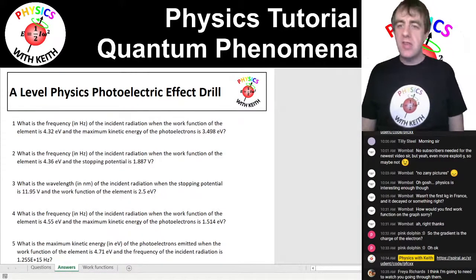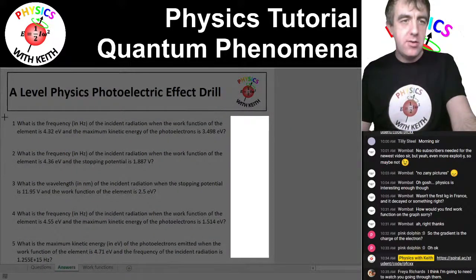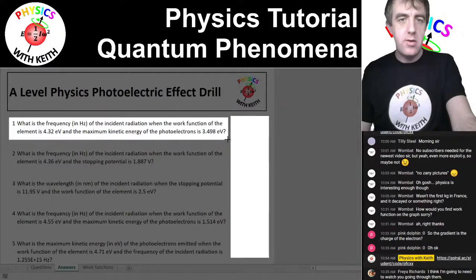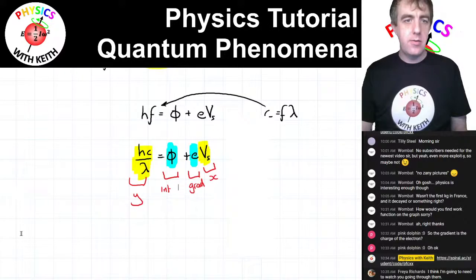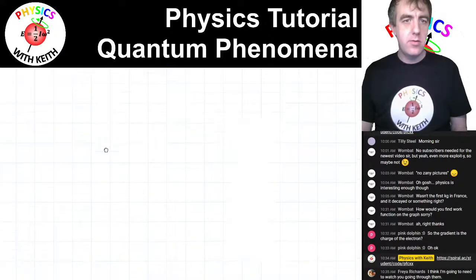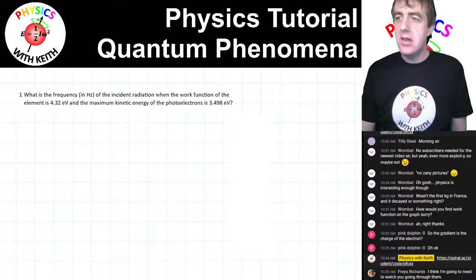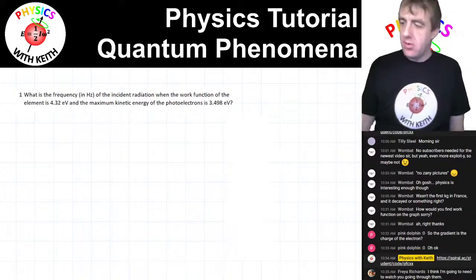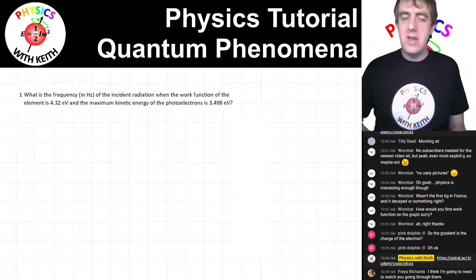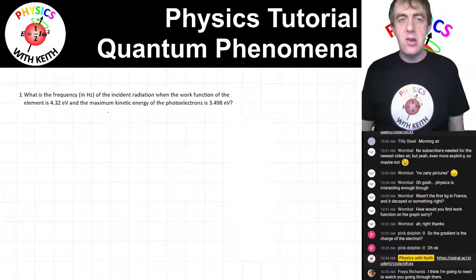Should we go through the first one together, just as a starting point? Let's just take a screenshot of the first one and go through that together. Okay, now remember with these, what we're looking at is the conservation of energy. That's all this is, conservation of energy. Energy in equals energy out. So what's the frequency in hertz of the incident radiation?